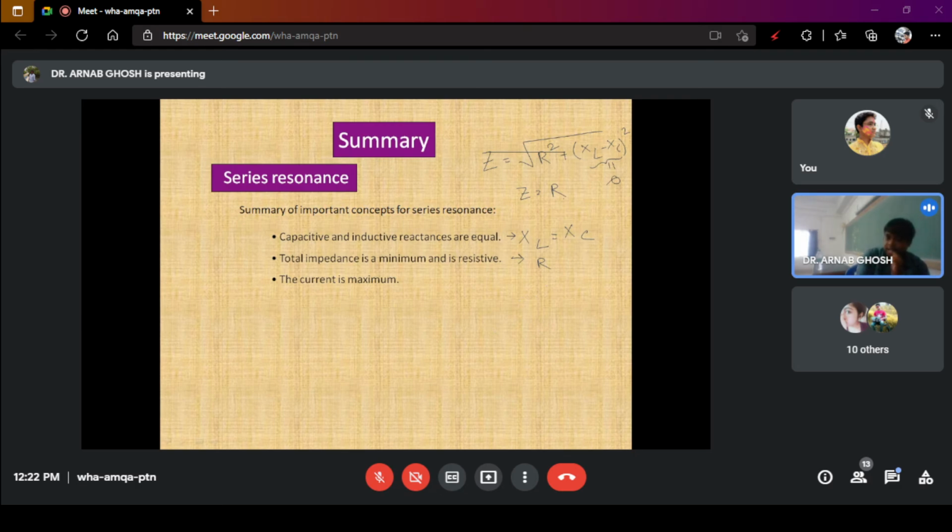Next, what is current? Current is equal to V by Z. So if Z is minimum, I and Z are inversely proportional. When Z has gone down to the minimum point, your I will reach the maximum point.